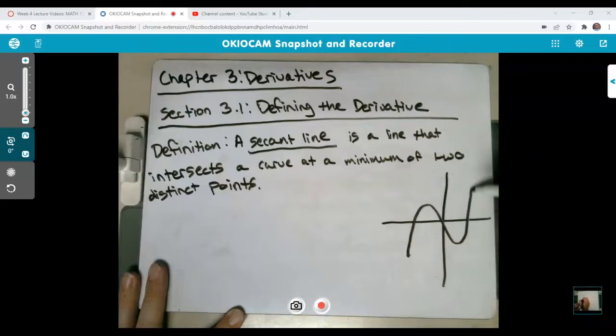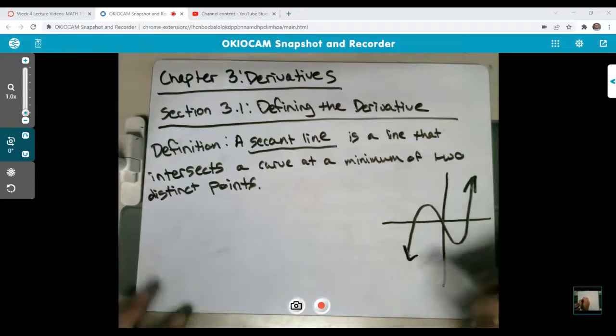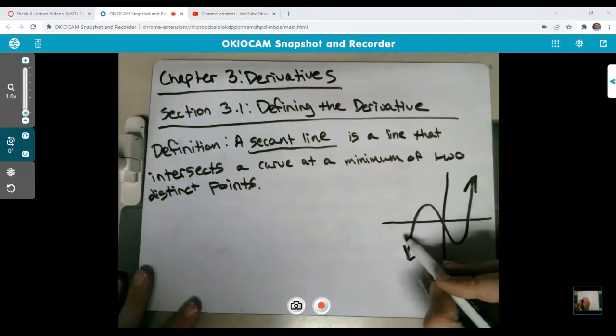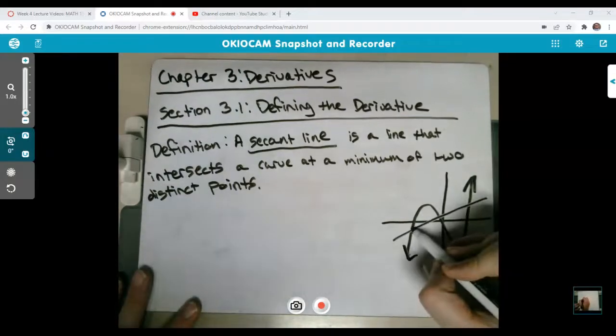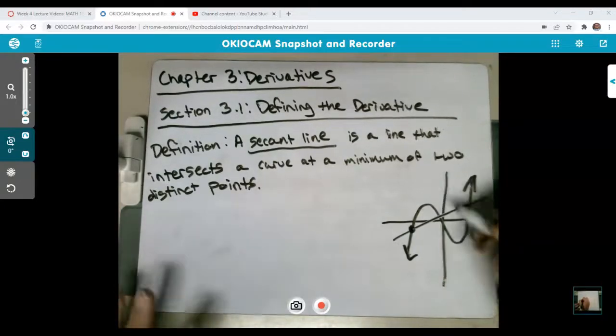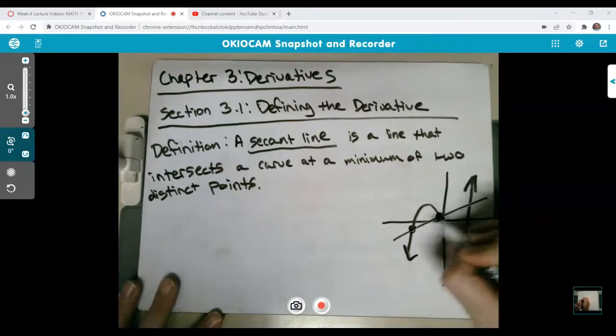This is my basic go-to graph whenever I need one. Don't really know why, but there we go. And let's say a secant line could be like this. I'm passing through at least 2 points. In this case, I'm passing through 3 points. But it has to be at least 2 points. So let's look at these 2 points right here. This point and this point.